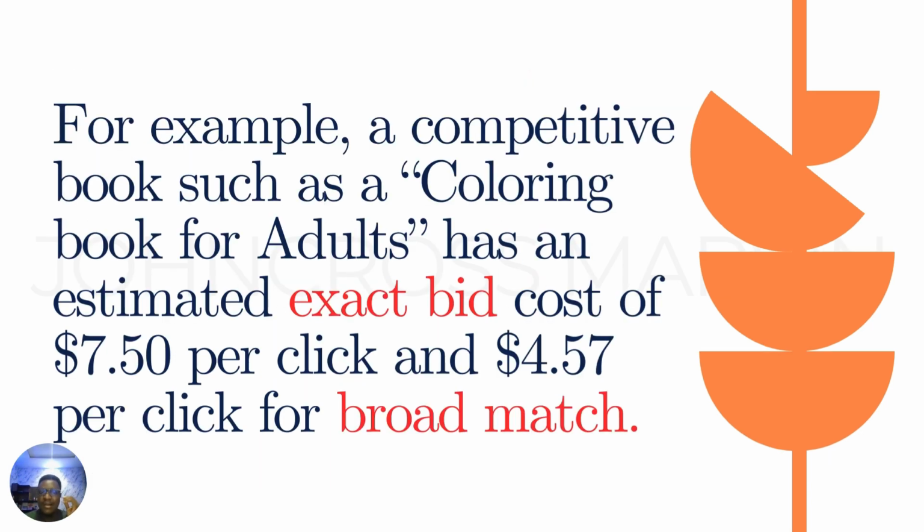So for example, a competitive book such as coloring book for adult, just that keyword, is very competitive. If you drop this keyword on the Amazon search bar, you should be expecting nothing less than 20,000 search results. You understand? So it has an estimated exact bid cost of, let's say, 7.50 per click and 4.57 per click for broad match. So you need to understand this.